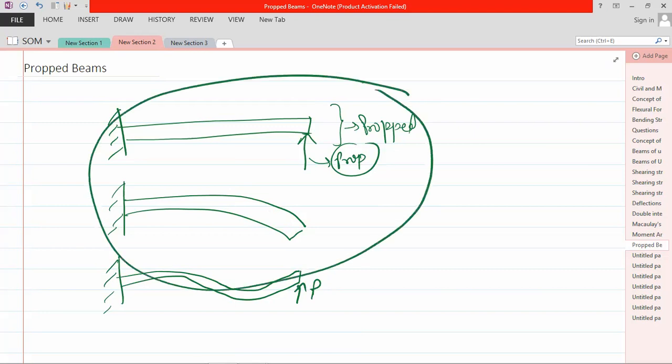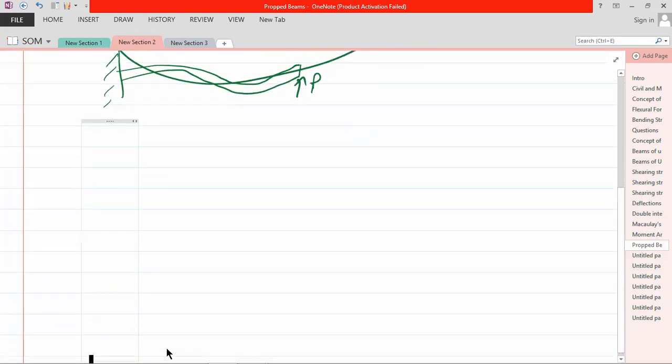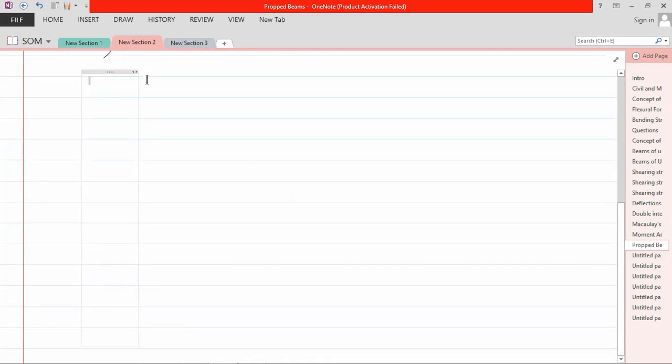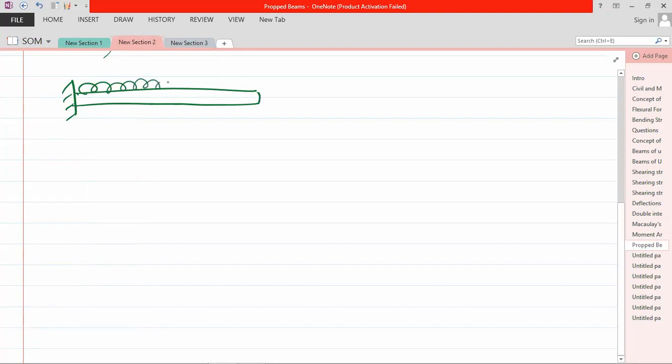So this is the application of propped beams. Now we are going to use some questions so that you can understand how the concept of propped beams can be used. Suppose you have a uniformly distributed load on a cantilever beam of length L, and omega is weight per unit length. Then they ask, suppose a prop reaction force, a support, is acting in this way. So this is P.